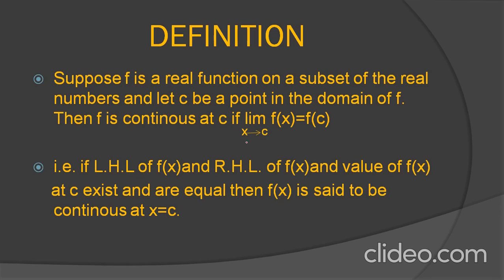What does it mean? Here we are saying that limit x tend to c f of x should be equal to f of c. When will the limit exist? When left hand limit and right hand limit of f of x at that point are equal. So limit will exist and that limit should be equal to value of function at that point, that is at x equal to c, which we are considering. So in that case we will say that our function is continuous.